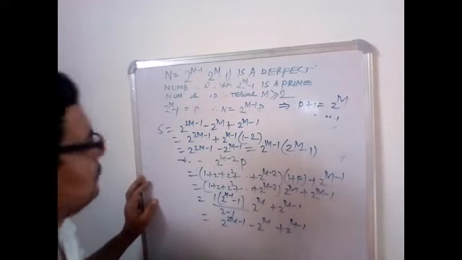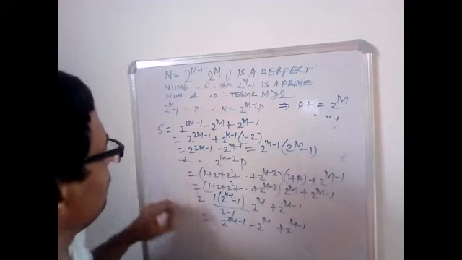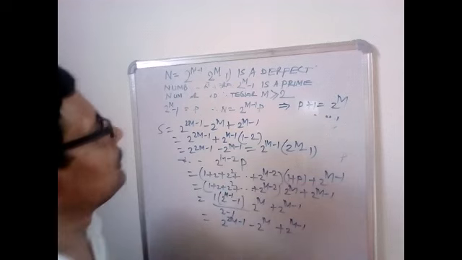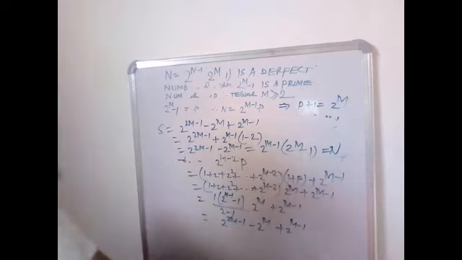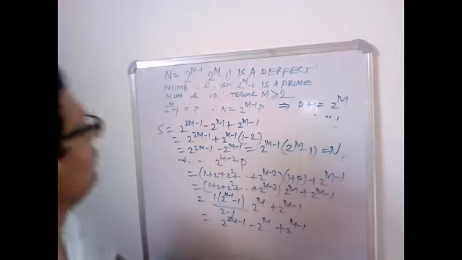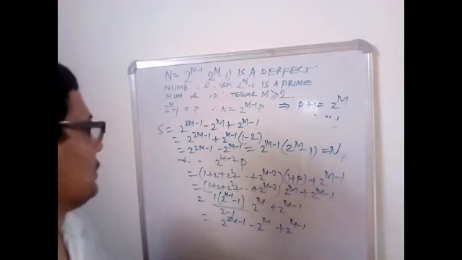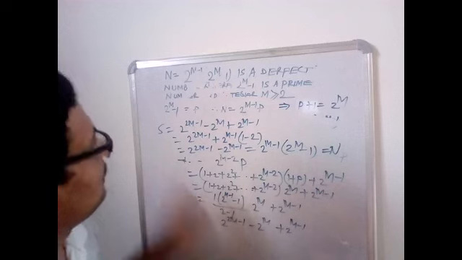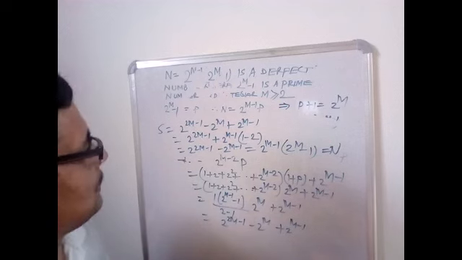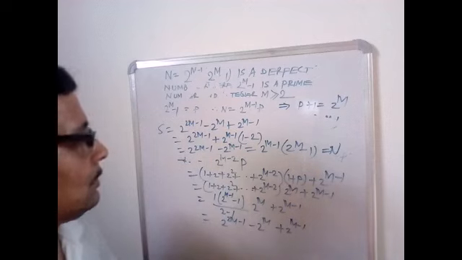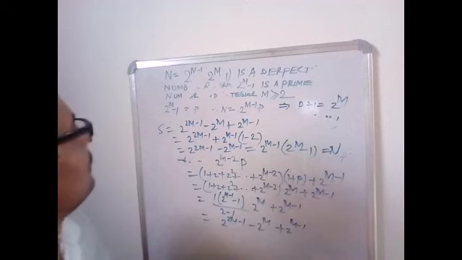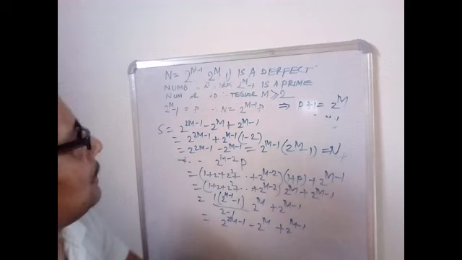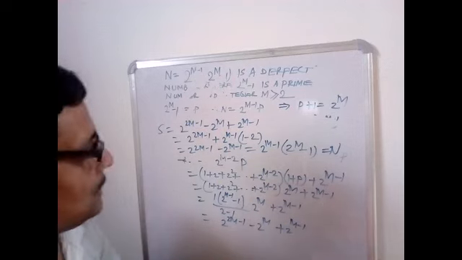So it is proved that the summation of the proper factors of the number n is again the number itself, that is equal to n. So we can say that n is a perfect number. Why is it a perfect number? Because the summation of its proper factors is equal to the number itself. So we can prove in this way that n is a perfect number.